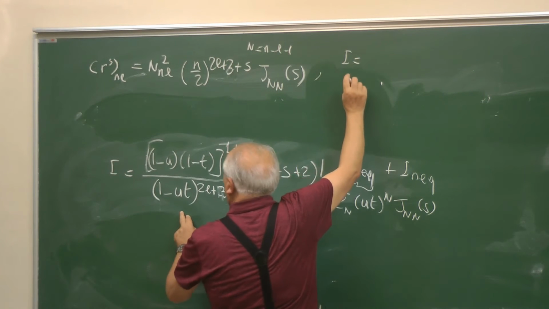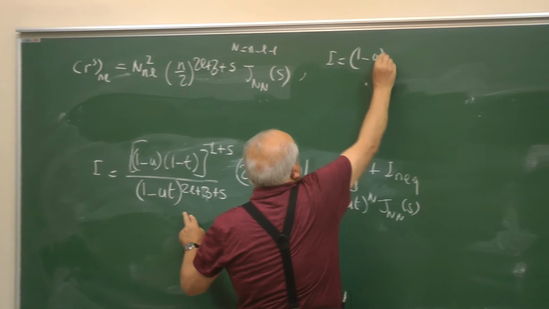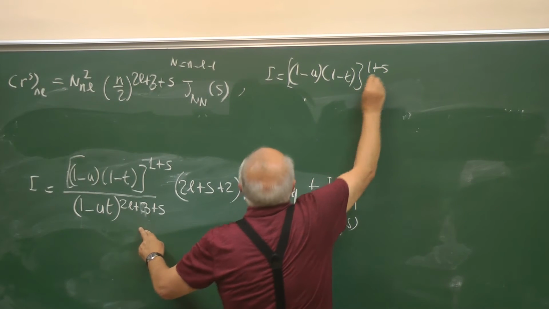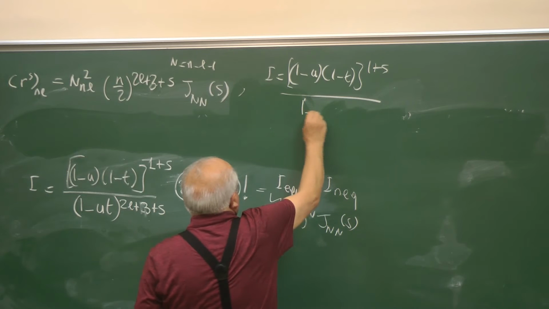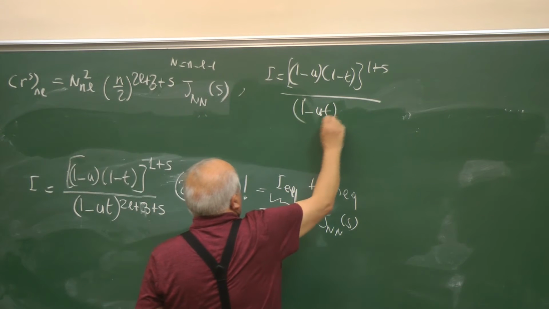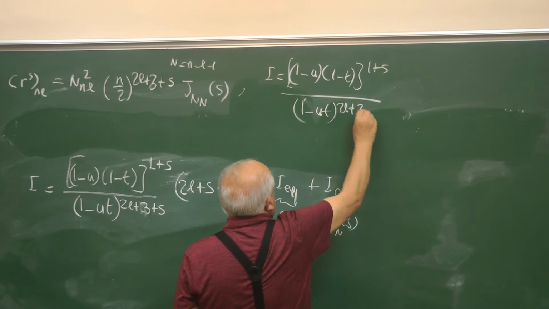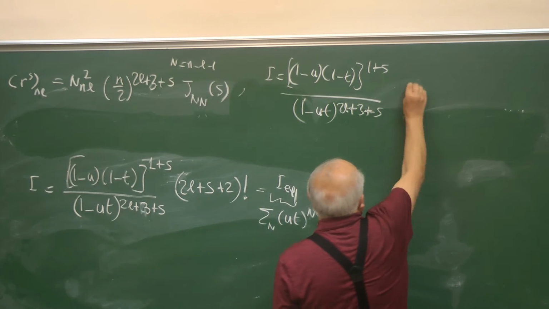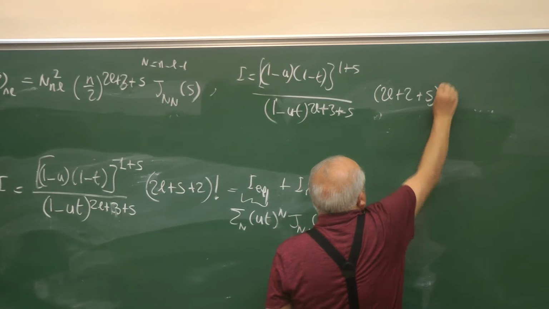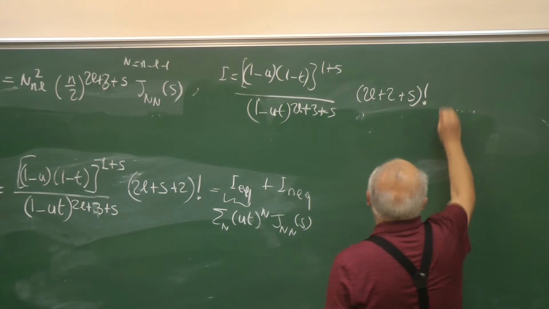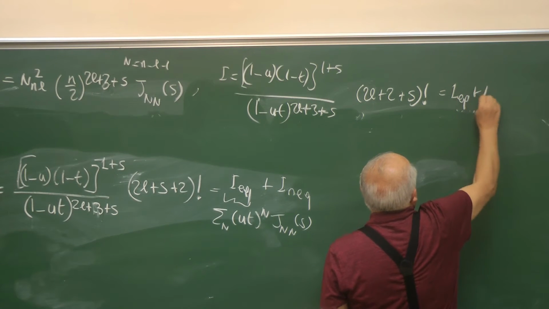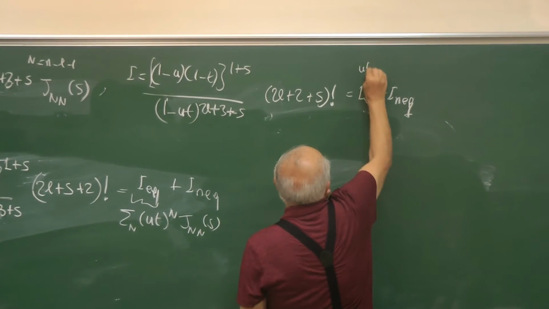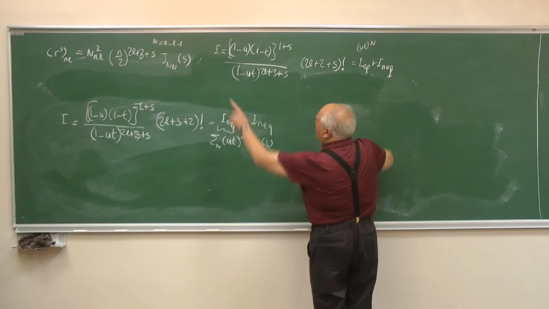I'm writing I equals (1 minus U)(1 minus T)^(1 plus S) divided by (1 minus UT)^(2L plus 3 plus S), times (2L plus 2 plus S) factorial, which is I equal powers plus I not equal powers, and we will pick here (UT) to the power n with n equals n minus L minus 1.